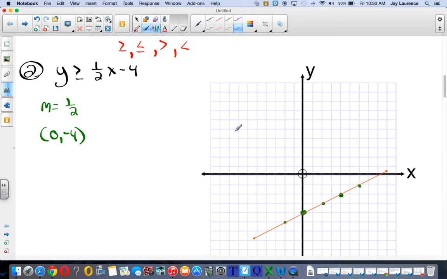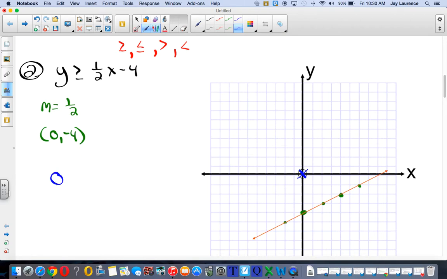Which test point do you think would be the easiest to work with mathematically? Which point in this entire graph do you think would give me the easiest time with mathematics? I think the origin, because its coordinates are (0, 0). That's going to be my test point. I'm going to plug 0 in for x and 0 in for y. If I get a true statement, I'll know that that is true.